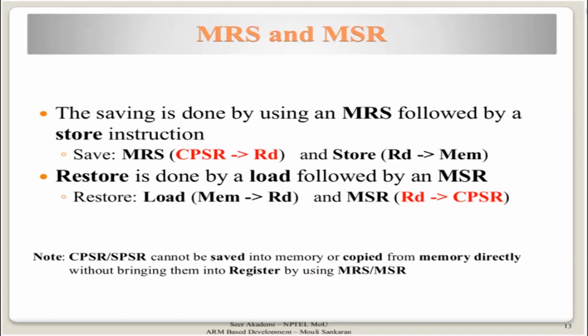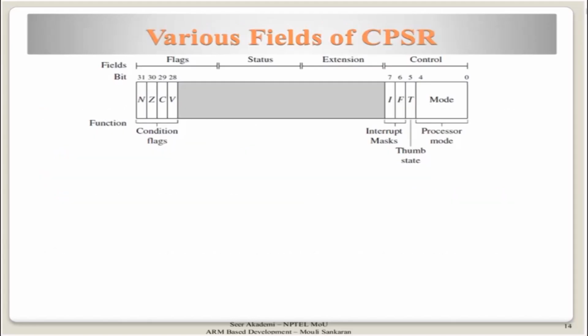So it cannot be directly saved into memory or accessed. Now, all of you must be familiar with this by now. If you recall, the CPSR register is split into 4 fields, 8 bits each. This is called the flag field. This part is called status, this is extension, and this is control. As far as ARM7TDMI is concerned, this is unused and this is reserved also. Please remember, the grayed portion is reserved.